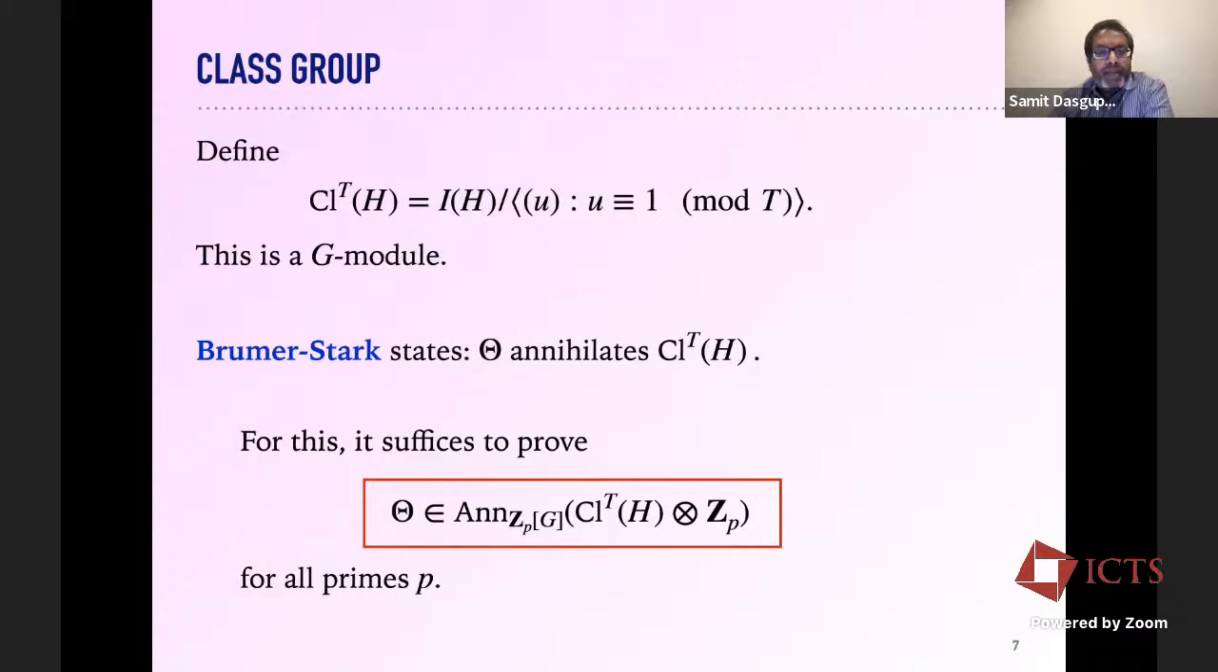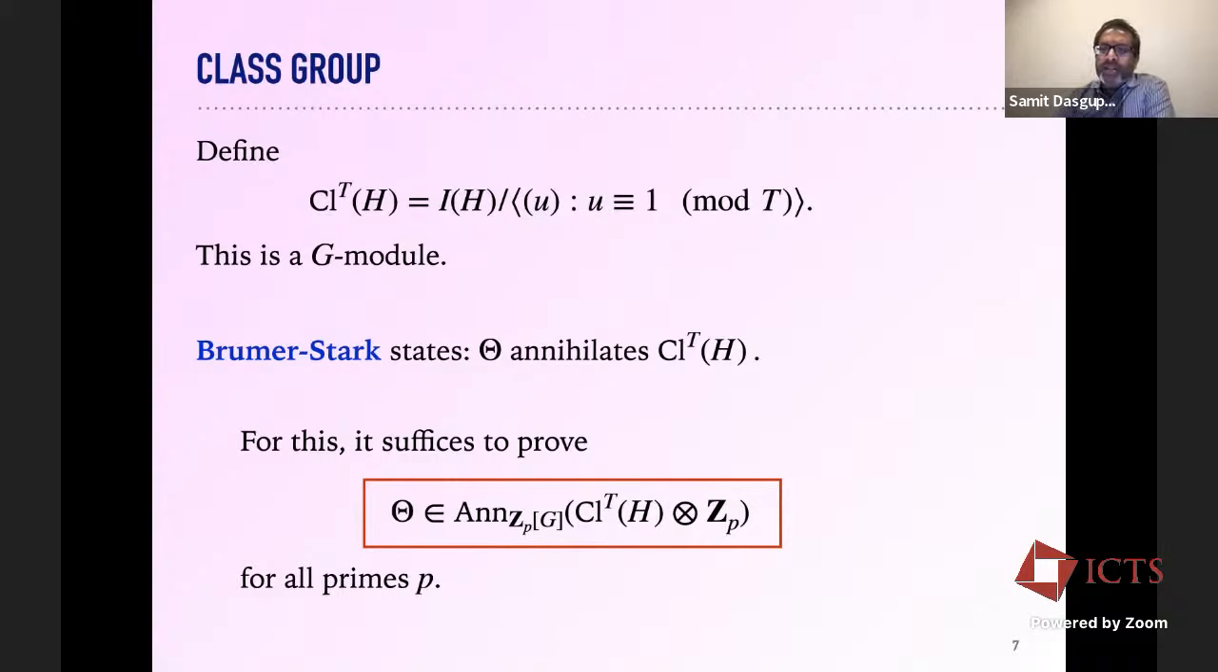Now, it turns out, and this is crucial to our proof, that certain refinements of the Brumer-Stark conjecture, this conjecture I stated is that theta annihilates this T class group, certain refinements of the conjecture are essential for proof, because it seems hard to prove something directly about the annihilator. The annihilator doesn't have very nice functorial properties. It's not stable with respect to base change, and other properties like this.